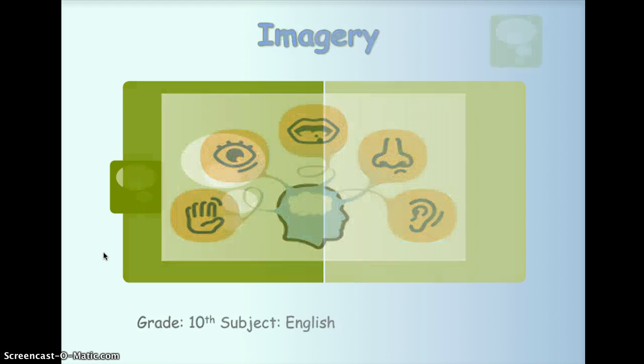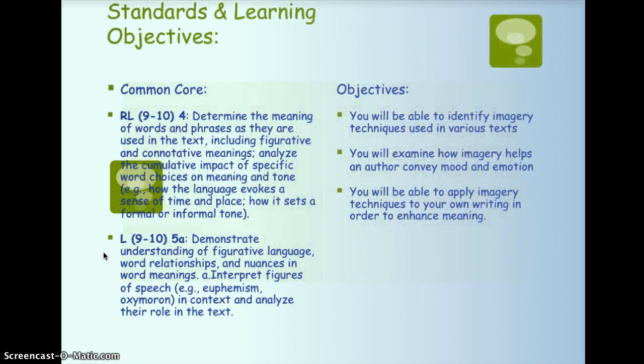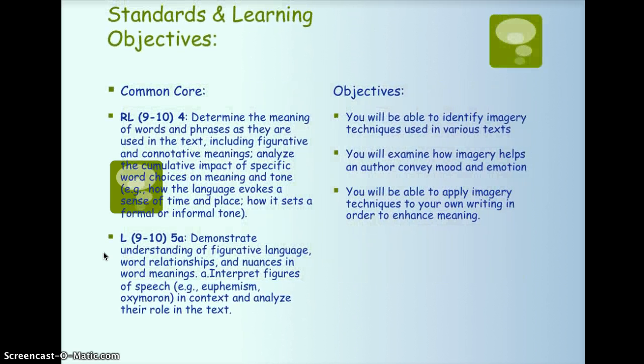The standards addressed by this lesson are Common Core Standards, Reading Literature, RL4, determine the meaning of words and phrases as they are used in the text, including figurative and connotative meanings, analyze the cumulative impact of specific word choices on meaning and tone, and language standard L5A, demonstrate understanding of figurative language, word relationships, and nuances in word meanings.